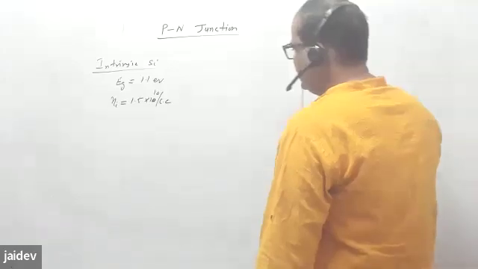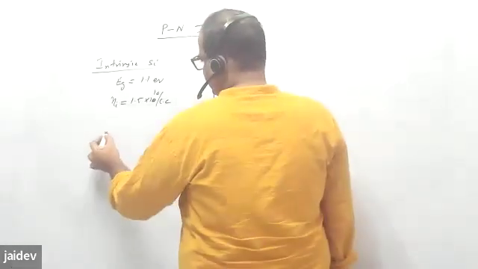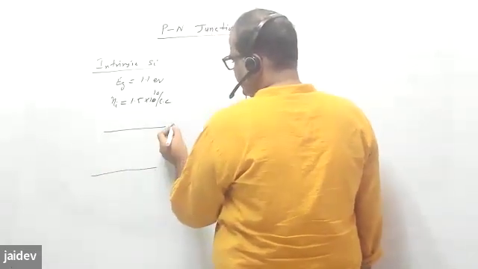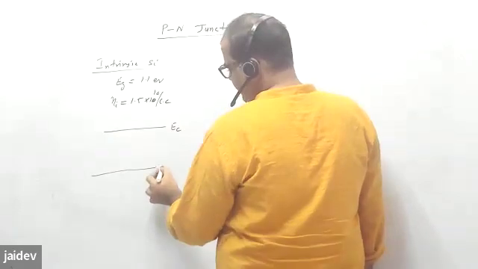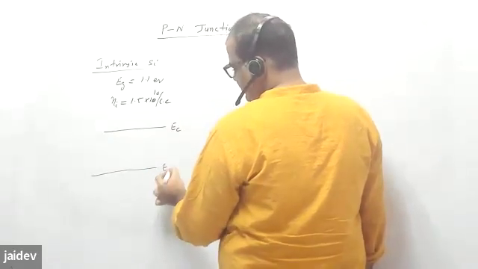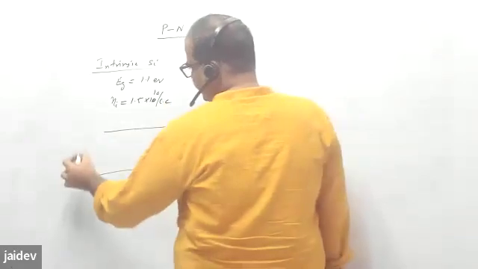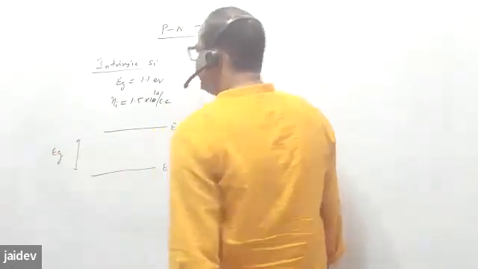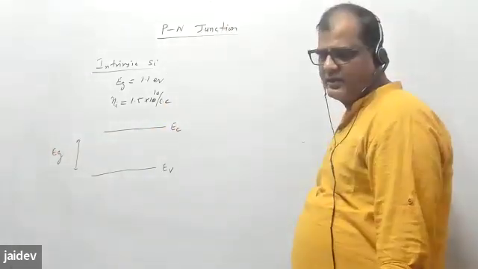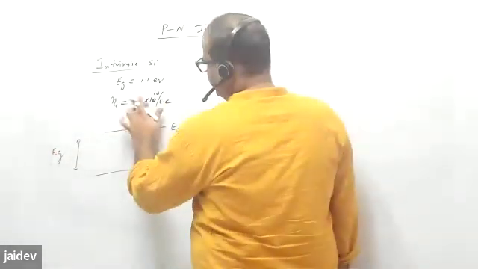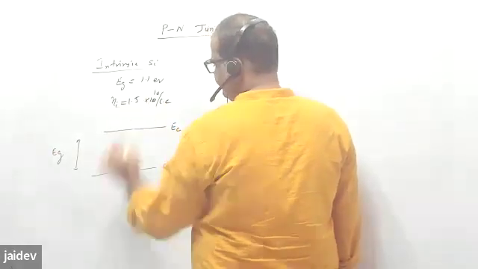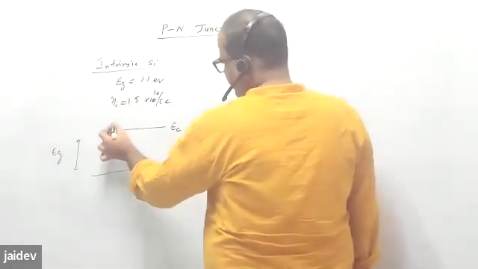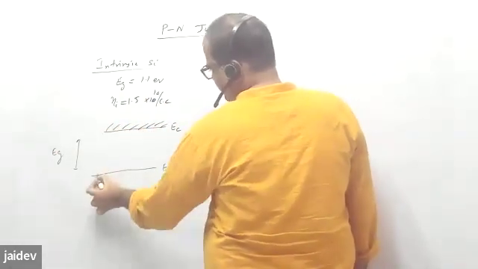Okay, so if I draw the band gap, this is the conduction band, the bottom of the conduction band, and this is the top of the valence band. The gap between these two is called Eg, the band gap of the semiconductor. So here you have a conduction band and here you have a valence band.